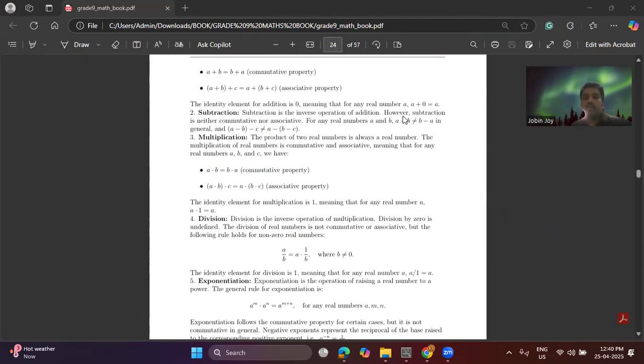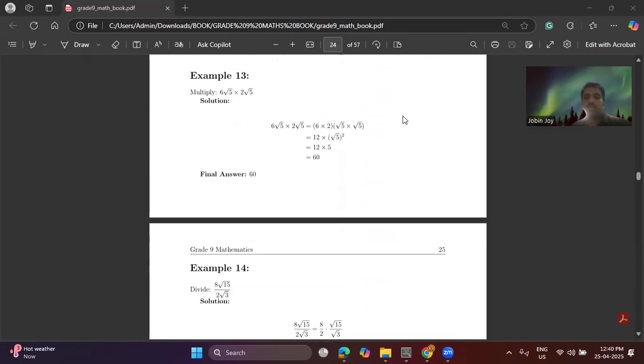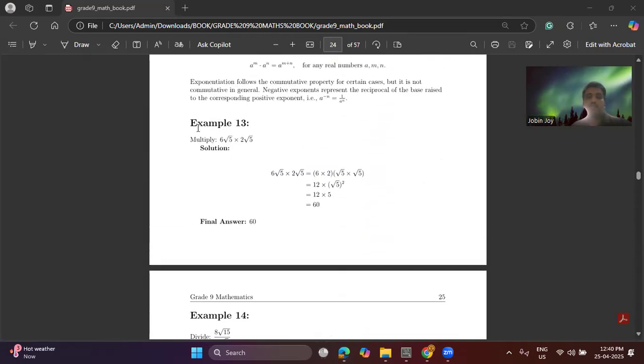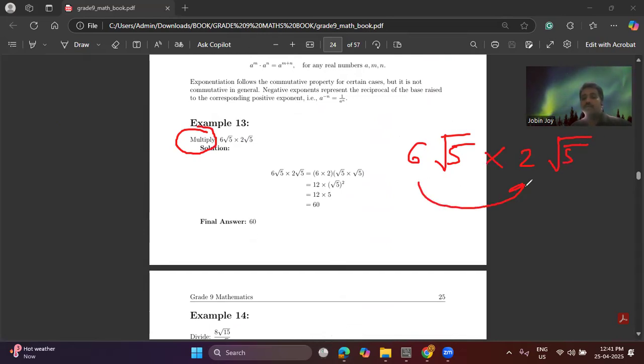Then next, we can do some operations: addition, subtraction, multiplication, etc. So 6 root 5 is multiplied by 2 root 5. What is 6 into 2? 6 into 2 is 12. Then root 5 into root 5. Root 5 into root 5 is 5. So what is 12 into 5? 12 into 5 is 60. So the answer is 60.